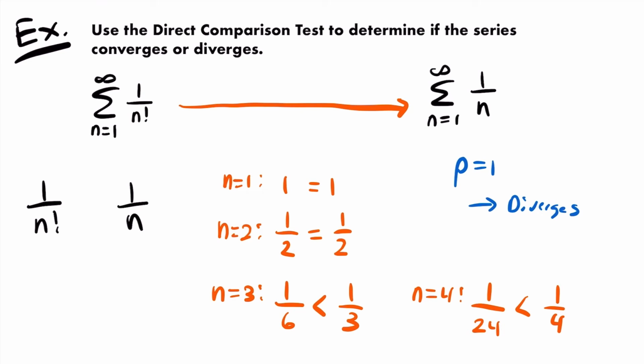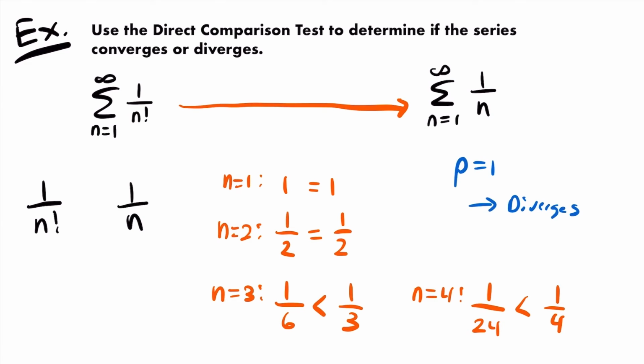All right, and so that is going to continue to happen for all future terms of both of these series. The term for 1 divided by n factorial will be smaller than the term for 1 divided by n after n equals 2, right? Starting with n equals 3, that is what's going to happen. But remember, we want our series that we're comparing to the original series to be smaller than the original series in order to conclude that this also diverges like this series does. But that's not the case, right?